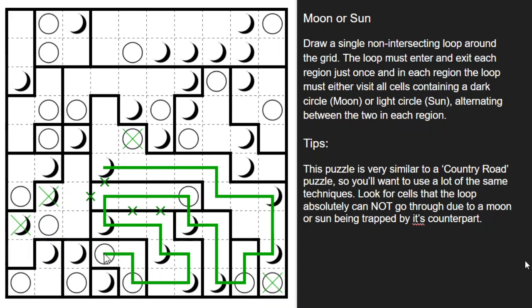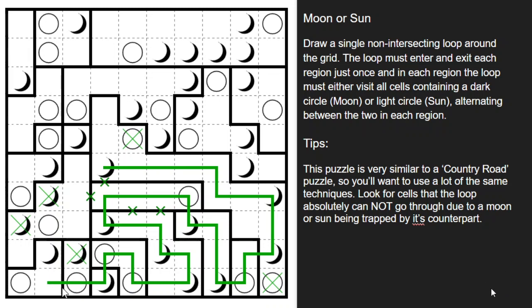Got to hit the other sun. And now this is a corner, right? The only way, you have to enter every region. So we have to hit this one like that. And now this, we've hit the sun, can't touch the moon, so can't go up.